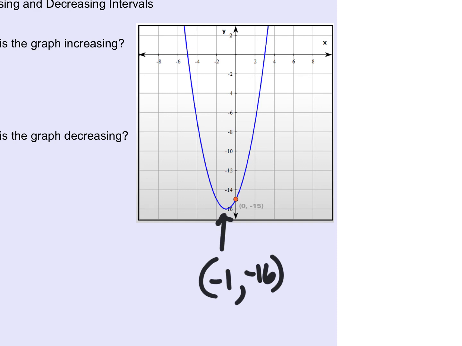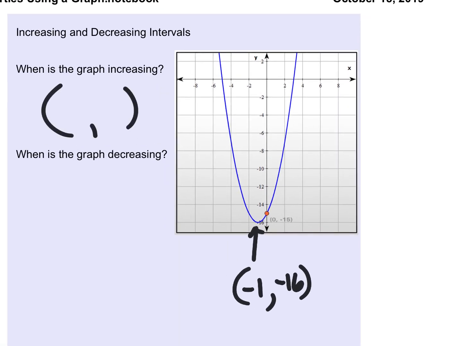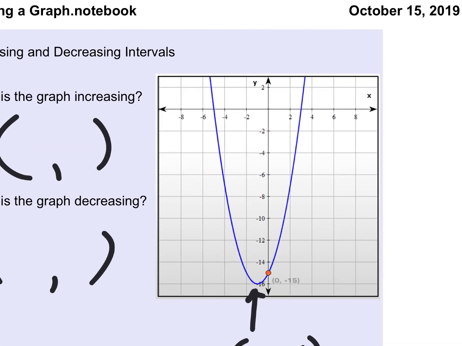And now, where does it increase? You can always put 2 parentheses and a comma. Where does it decrease? 2 parentheses and a comma. And remember, this is always about x, so I like to draw it right here. It's from here over, and I'll make the other one blue. The blue one's where it's decreasing, going down in that part. The red one's where it's increasing, going up during that time.